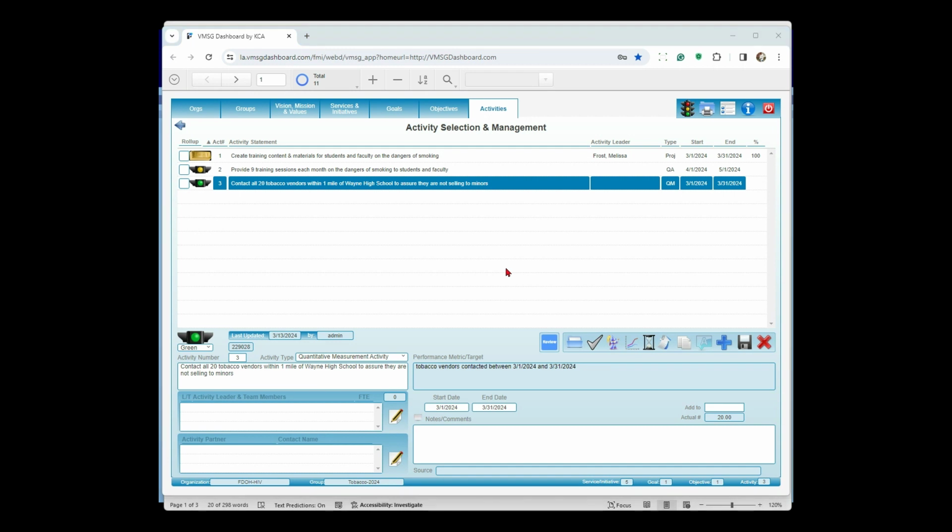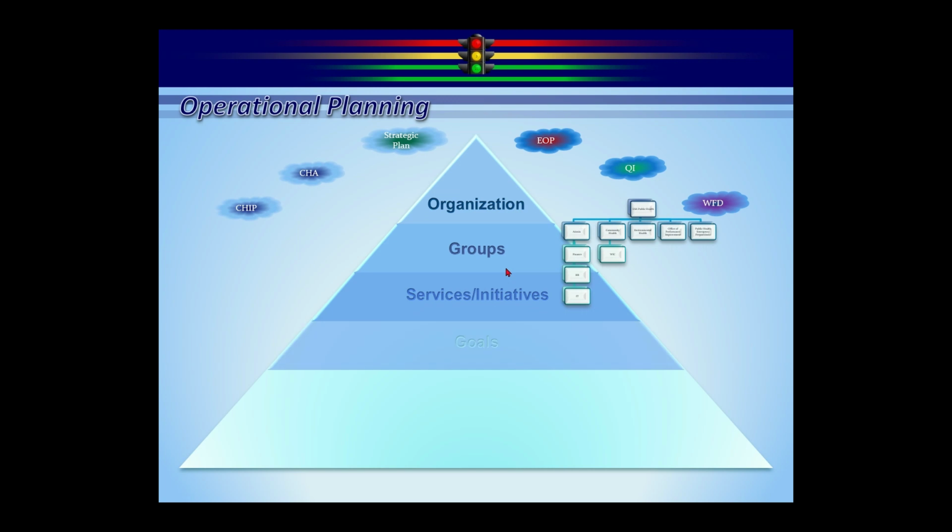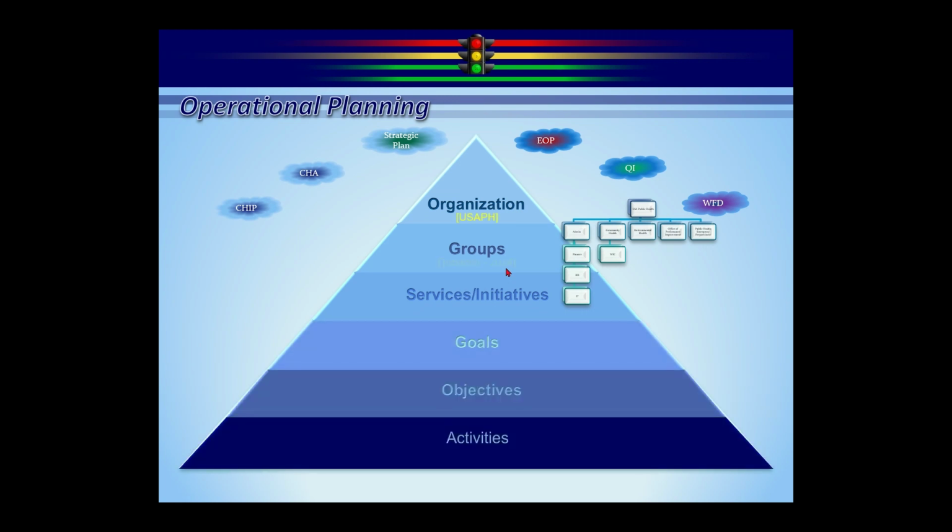Now let's go back to the pyramid and walk them through there. So our group, Tobacco 2024, tobacco cessation was our initiative. Reduce smoking in high schools. Reduce smoking in Wayne High School by 25% by the end of the school year. And then create the training curriculum, provide 9 training sessions a month, contact local tobacco vendors. So that is the operational planning process.